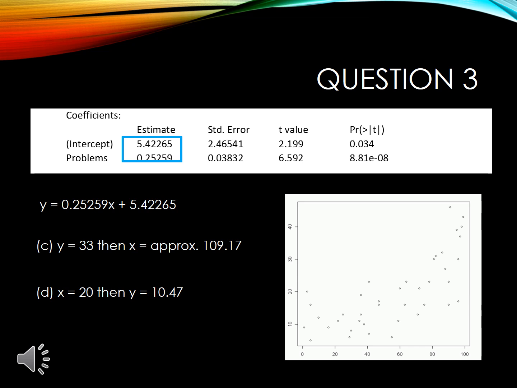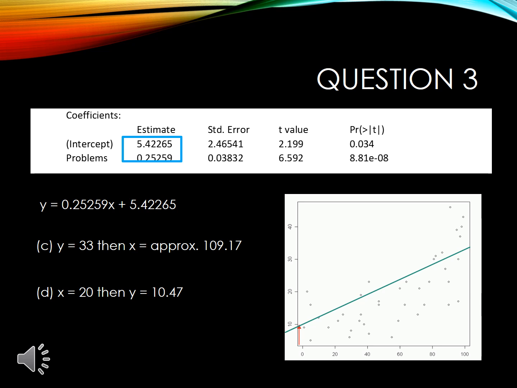Part D, if number of problems equals 20, then x equals 20. Plug this into the regression equation and you'll get y equals 10.47. So this would be your predicted anxiety level when you've got 20 problems. The last question asked you what would happen to anxiety levels if you had no problems. So what this question is actually asking is, if x equals 0, i.e. you have 0 problems, what is the value of y, the anxiety level? This means that what you're actually looking for is the y-intercept.